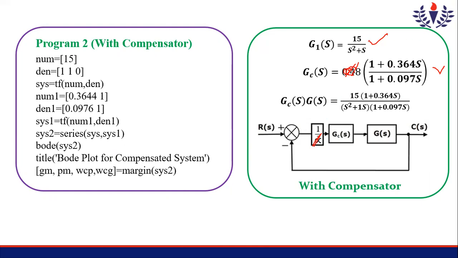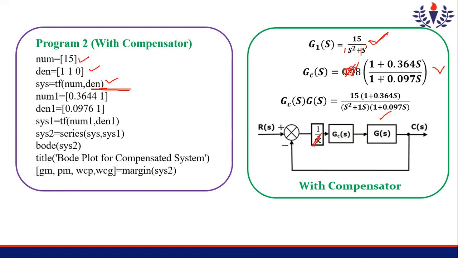So first, coming to the open loop system, the numerator is 50, and coming to the denominator, the highest power is s square, coefficient is 1, and then s power 1 coefficient is 1, and s power 0 coefficient is 0. The transfer function of numerator by denominator is the open loop system, which is G of S. And now we need to enter the compensator system.